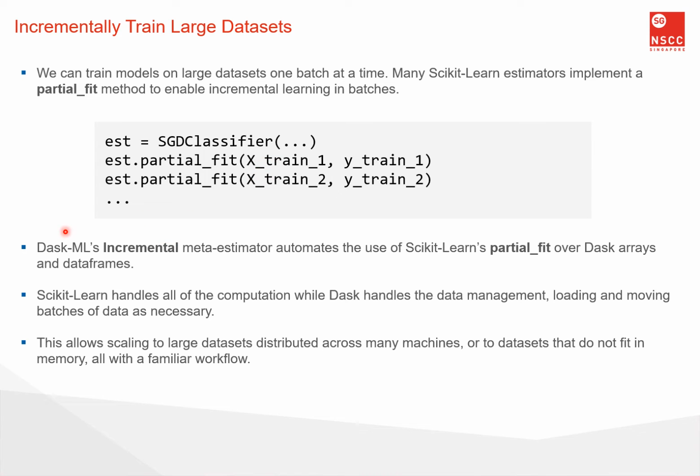Now this can be combined with another library called Dask, and Dask is a parallel execution library that's meant for distributed machine learning. So it does have an extension called Dask machine learning, Dask ML, and within the Dask machine learning, there's what we call an incremental meta estimator. So it's an estimator that automatically makes use of scikit-learn partial fit over the data structure called Dask arrays. So Dask arrays are very much like pandas data frames, but they support the chunking of the data.